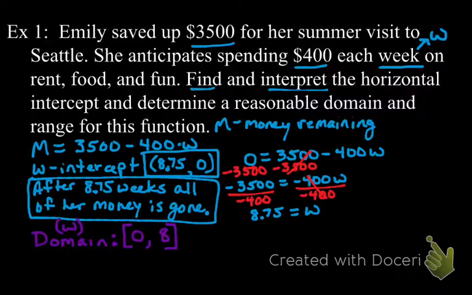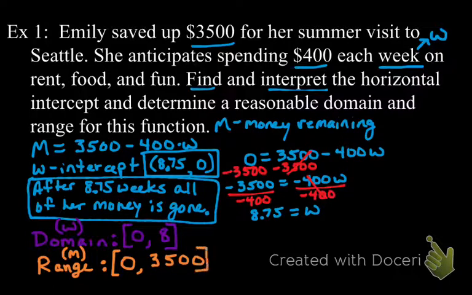The next thing they ask us to find is the range. So let's switch colors again. The range, and remember the range is the output value, so in this case that is an m. So the range, again, if we don't allow her to spend more money than what she has, the lowest amount of money she could have left would be 0. The highest amount of money that she's going to have is the amount that she saved, the $3,500. So the range there is going to be from 0 to $3,500.